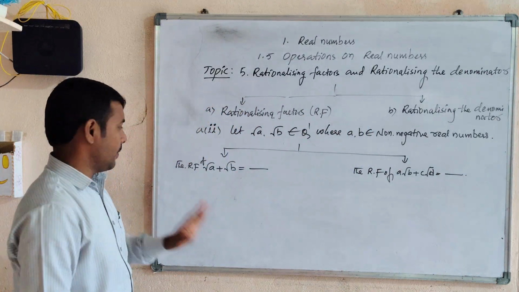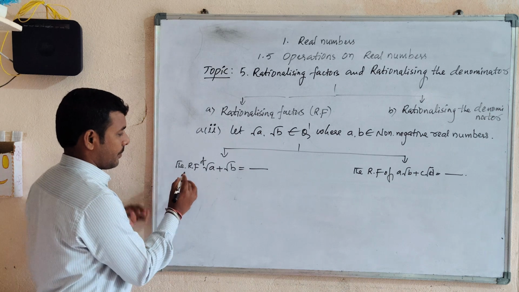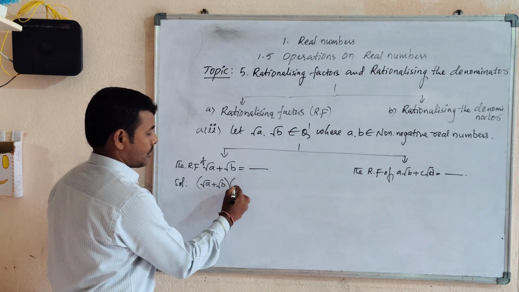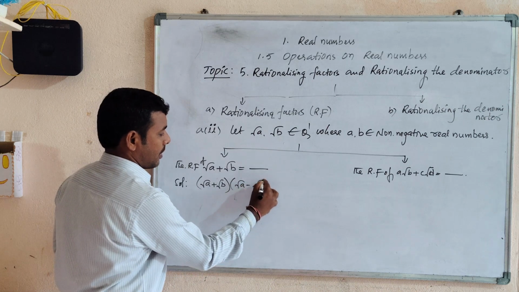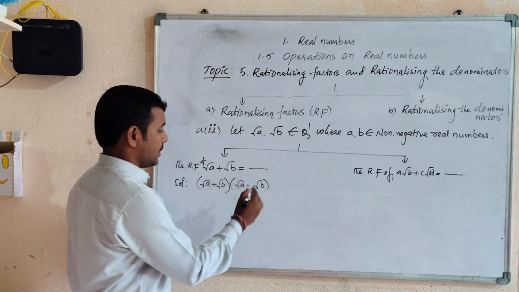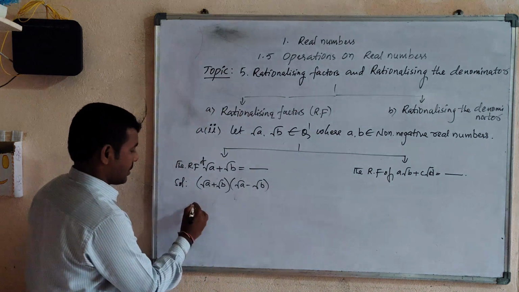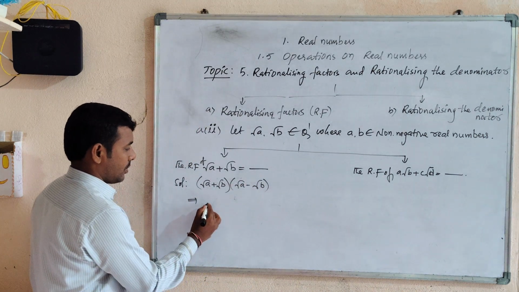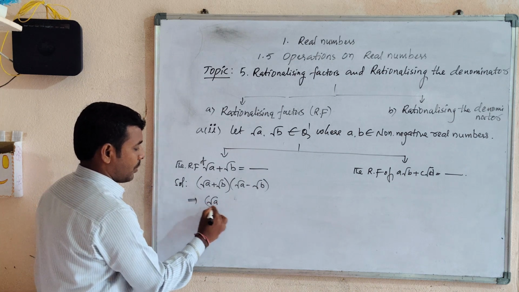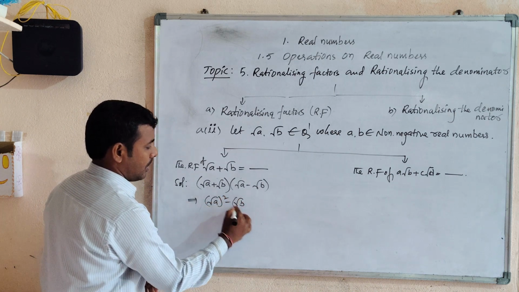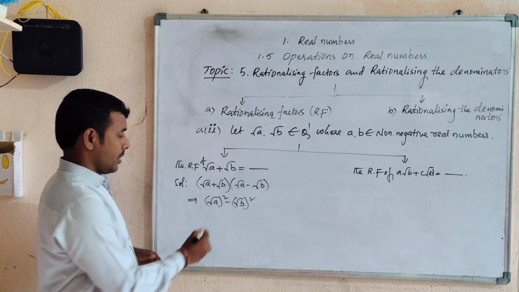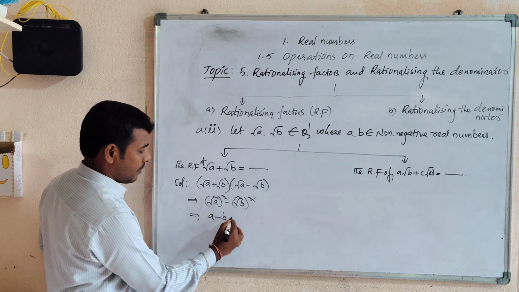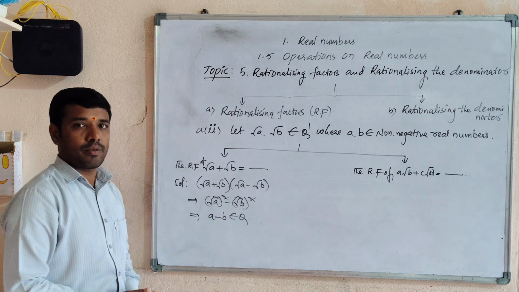See carefully. Now it's answer C: square root of a plus square root of b, and square root of a minus square root of b. Now I am doing it. Let us see first. It is in the form of (a plus b) into (a minus b). Through that, square root of a whole square minus square root of b whole square. Now square root cancels square root. What is the answer? a minus b, which is called a rational number.